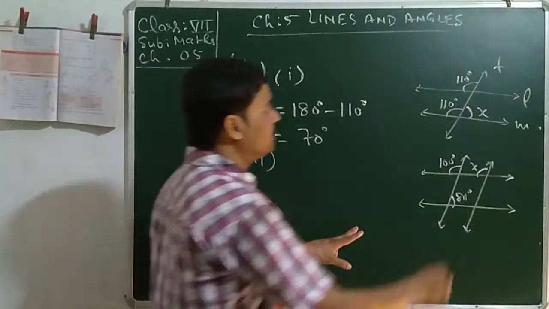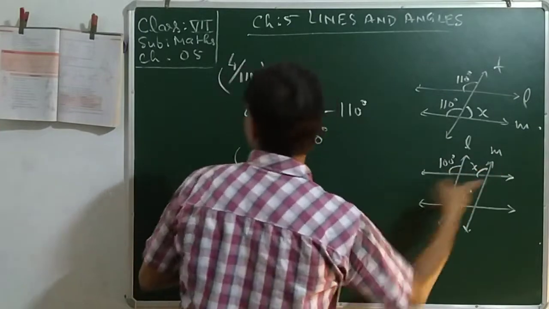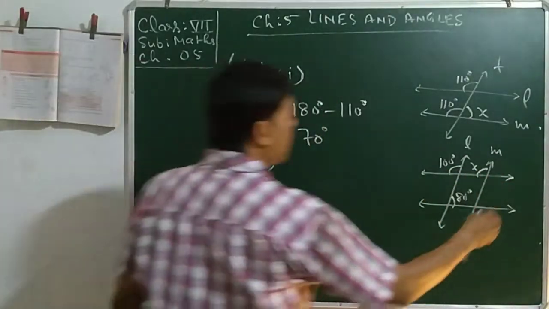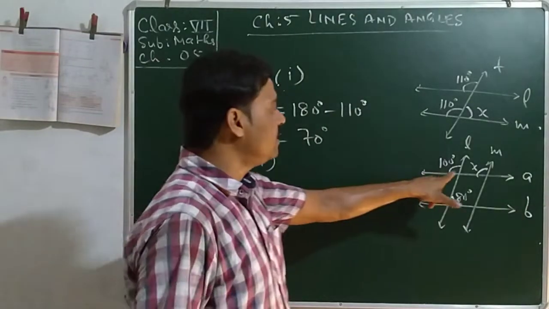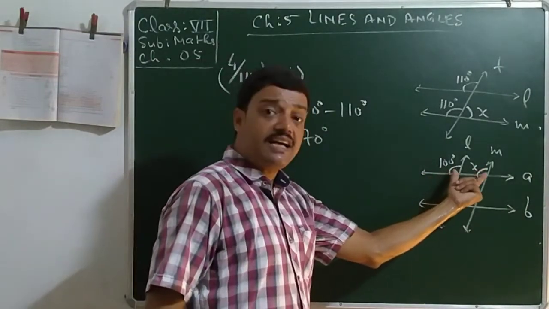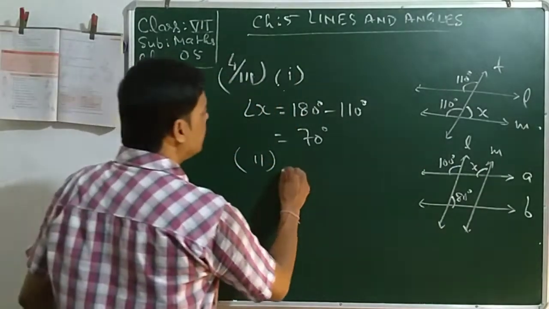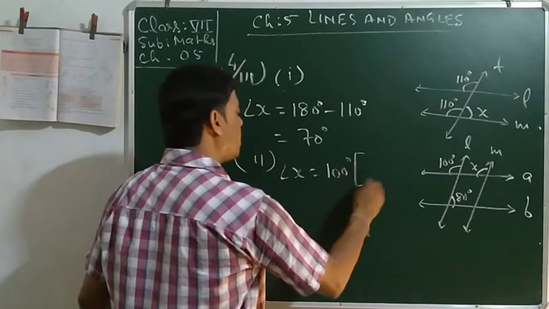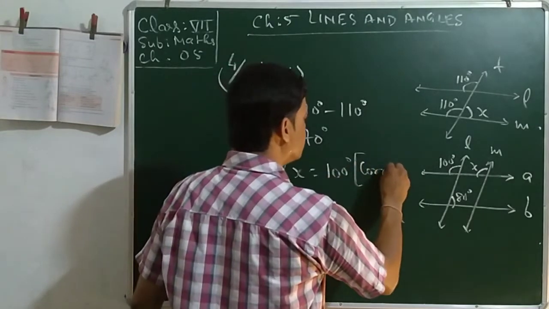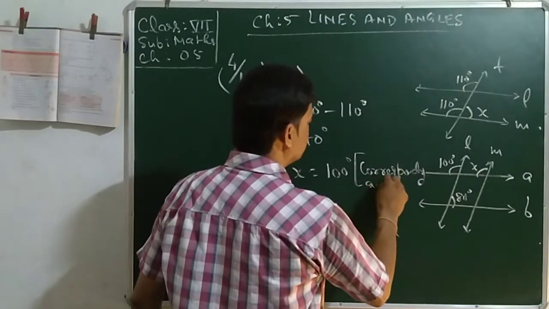Clearly L is parallel to M. These lines are L and M, as they are parallel, and this is A and B. These are transversals. So transversal A is there. So these angles are corresponding angles. We can write angle x equals 100 degrees because it's the corresponding angle.